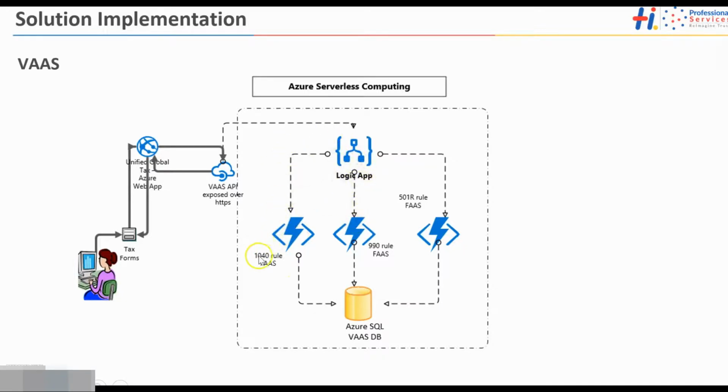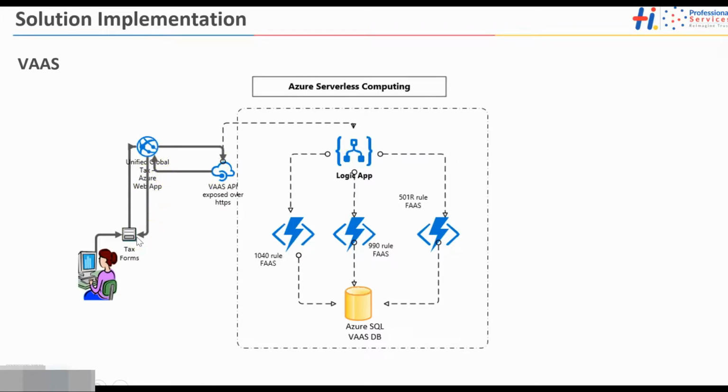functions. So say for instance 1040 is a tax form, and we have all the business rules with respect to 1040 written into this function as a service in C# code. Same thing we have done for 990 and for 501R as well. And after validating the business rules, these functions will update the data into Azure SQL DB. The data from this Azure SQL DB will in turn again be exposed as an API through the Logic App, and it will be shown in the tax forms here.